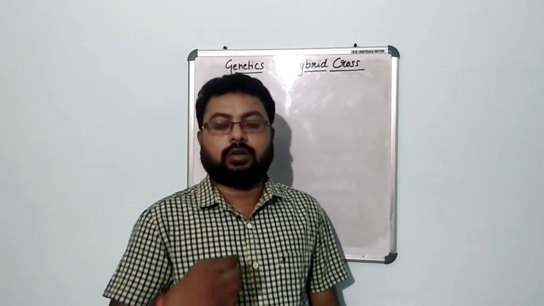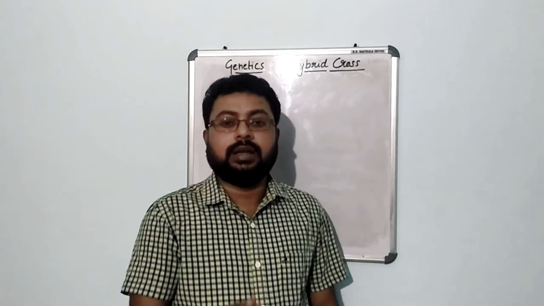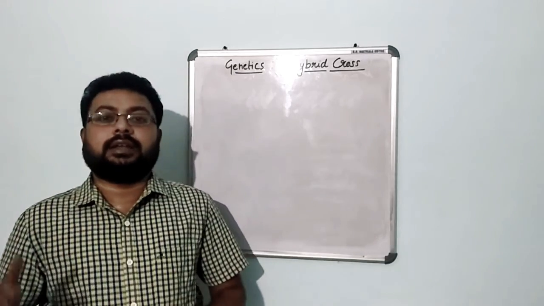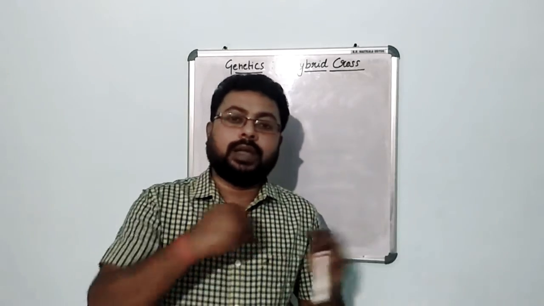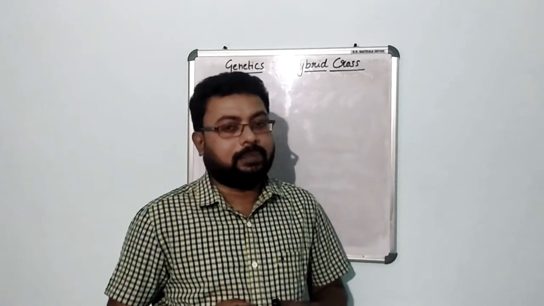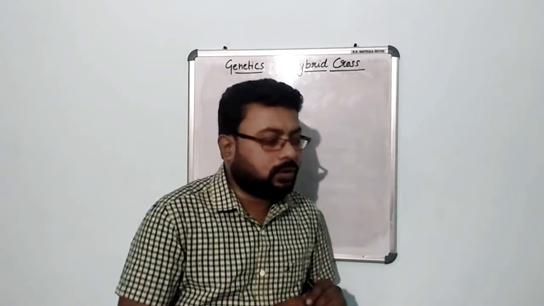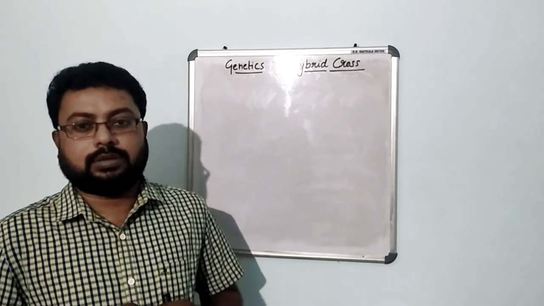of each trait or in fact of each character, right? So this is called segregation. So the alleles always get segregated during gamete formation, right? So this was basically the monohybrid cross.